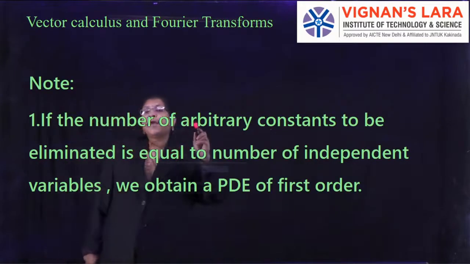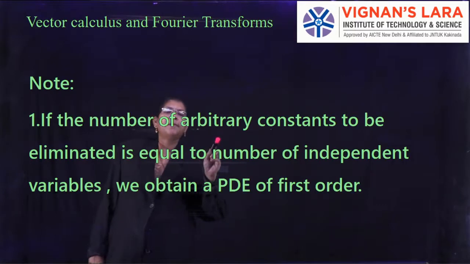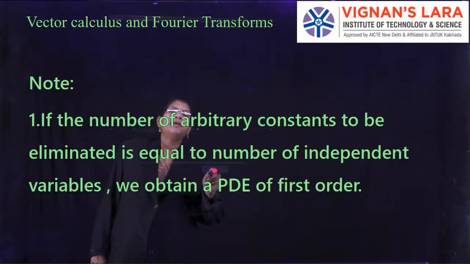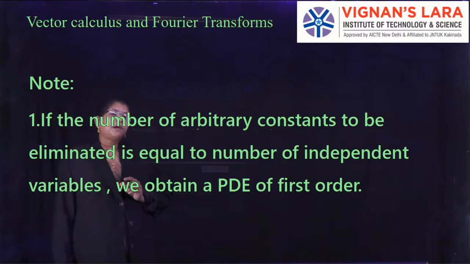Now, I am explaining 2 points here. What are the 2 points? If the number of arbitrary constants to be eliminated is equal to the number of independent variables, then we will get a partial differential equation of first order. Are you all able to understand? Number of constants to be eliminated is equal to the number of independent variables. Then what is the order of our partial differential equation?